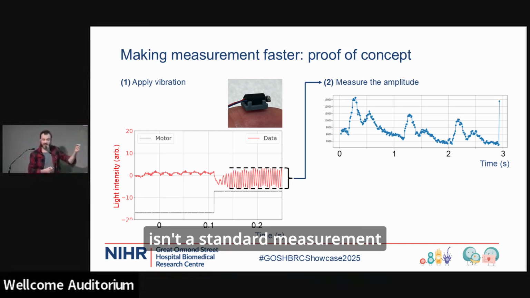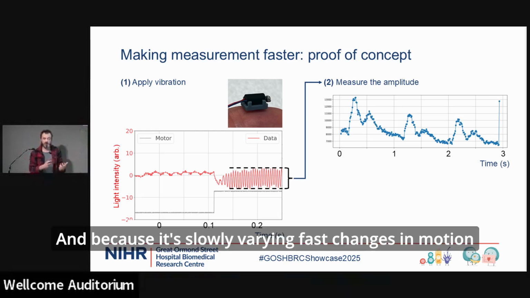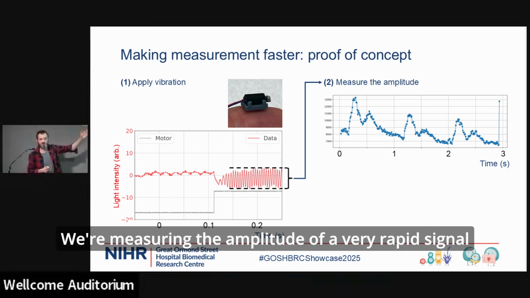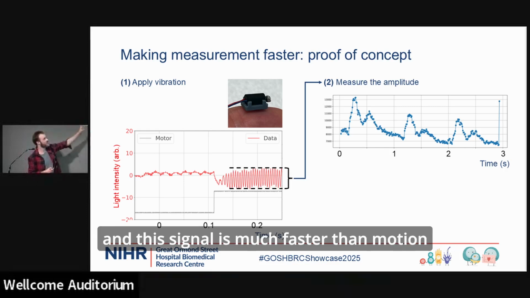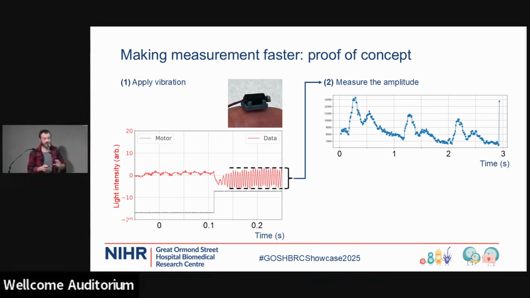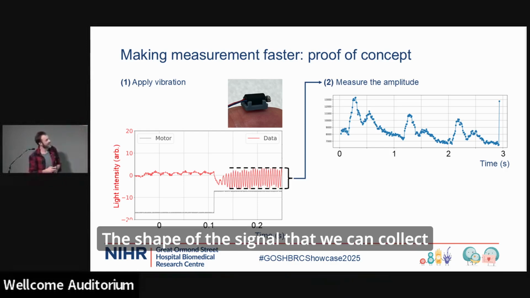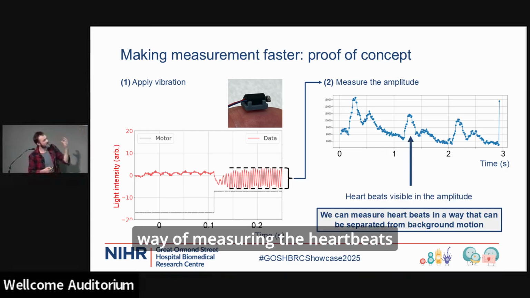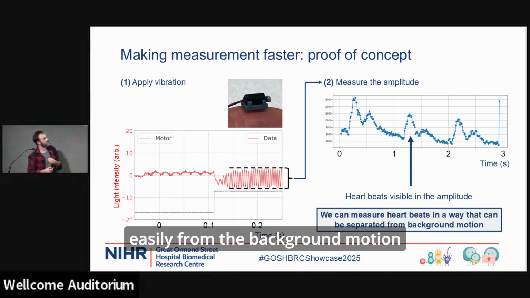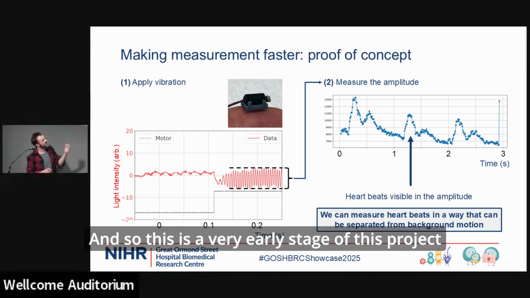But the difference is this isn't a standard measurement. A pulse oximeter is measuring a very slowly varying signal, and because it's slowly varying, fast changes in motion cause that signal to be lost. In this case, we're measuring the amplitude of a very rapid signal, and this signal is much faster than motion, so that even if the motion happens, it doesn't change the shape of the signal that we can collect. This means we have a way of measuring the heartbeats in a manner that can be separated easily from the background motion.